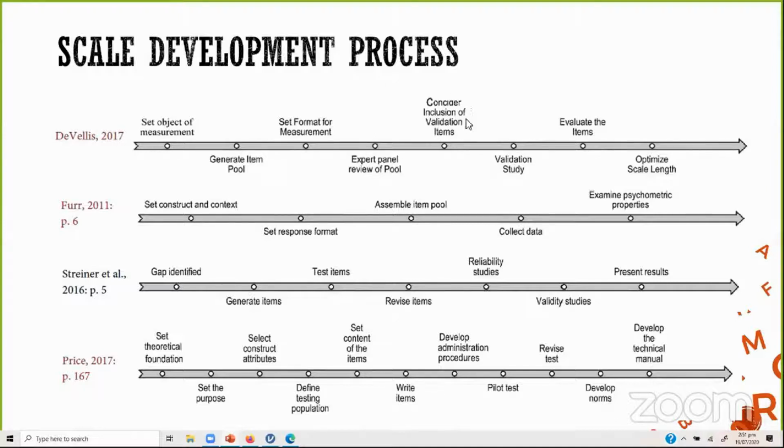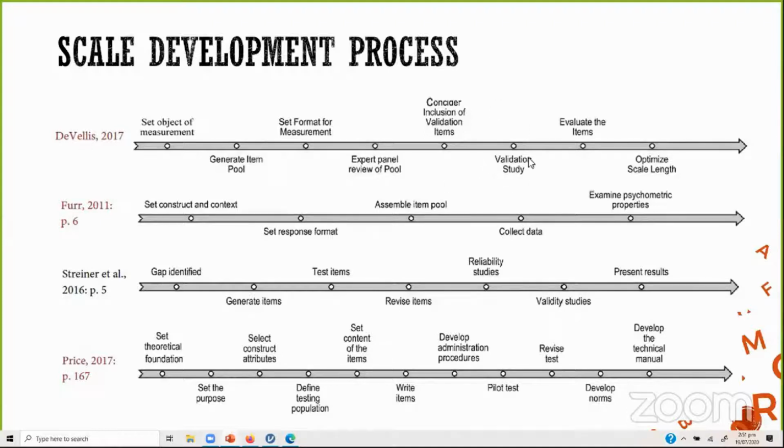The next step: consider inclusion of validation items. Now, there are different ways through which you include validation items. You ask one question at the top, and you ask the same question or a slightly different question that might negate the earlier question in the end. So if he or she is answering both of them in a similar manner while they should have been answered differently, this means that your respondent hasn't read the question.